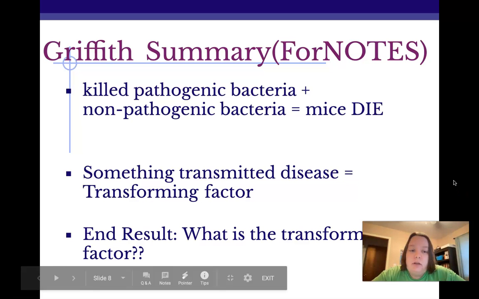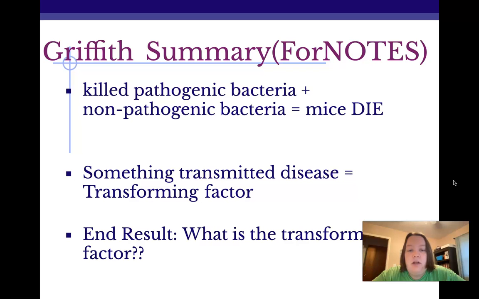So Griffith noticed that killed pathogenic bacteria, when mixed with non-pathogenic bacteria, made mice die. And again, that was shocking because alone, both of them are harmless. But when you mix them together, the mice died. And he noted that there had to be something that was transmitting disease. And they called that thing the transformation factor, the transforming factor.